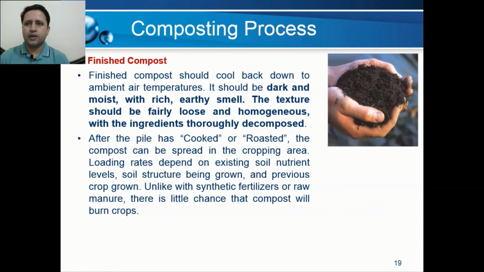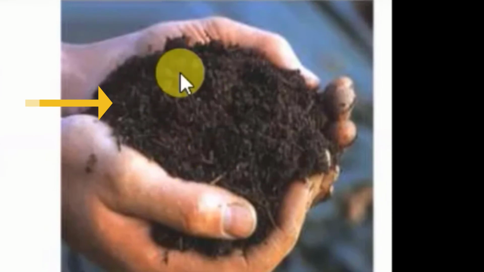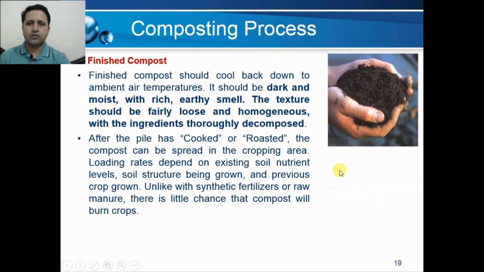The final important step is the finished compost, or the maturation of the compost. Finished compost should be cooled back down to ambient temperature, and it should be dark with a rich earthy smell. The texture should be fairly loose and homogeneous, with the ingredients thoroughly decomposed. You can see in this figure the compost is thoroughly and homogeneously mixed. After the pile has cooked, you can spread the compost into the cropping area, or you can also spread it in the open area. You can let it dry, and then use it in later stages.